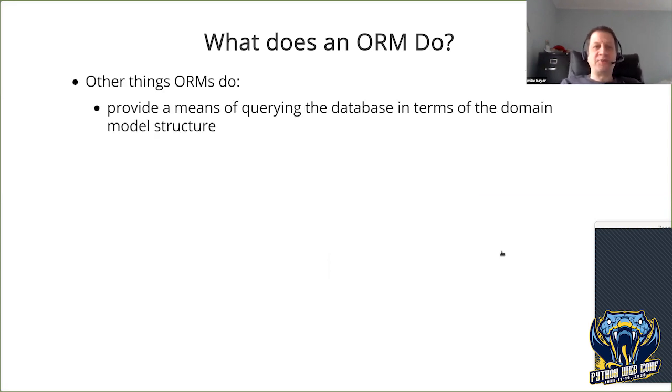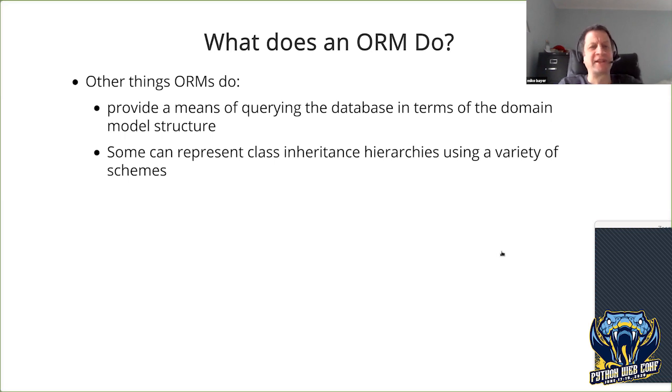Other things ORMs do: provide a means of querying the database in terms of the domain model structure. So that bullet point is really the first part, where it's like writing the SQL. I'm sure everyone has seen, or maybe not, "I don't need an ORM, I want to write my own SQL." Well, great, that one bullet is the part that's the writing the SQL part. Everything else we just did is not necessarily about writing the SQL. There's a lot of other things going on that are outside of writing your own SQL statements.